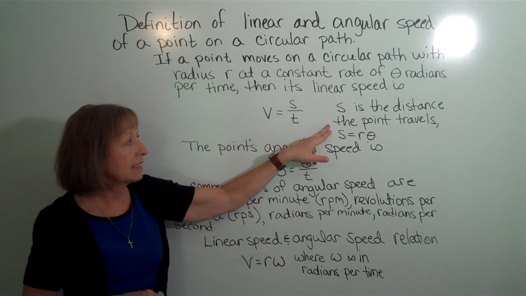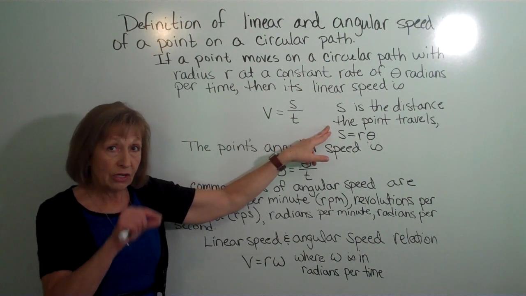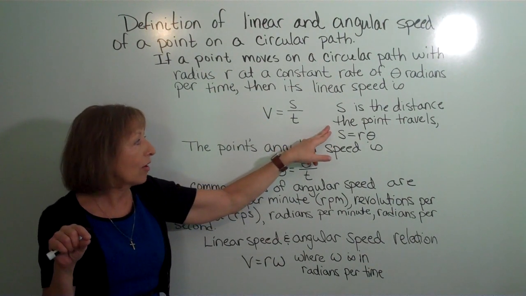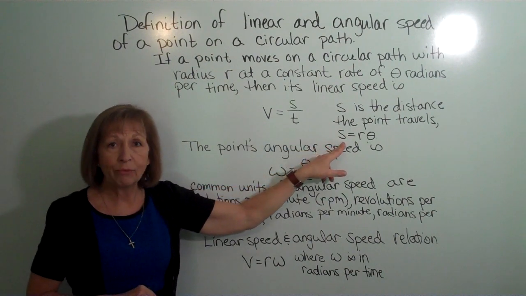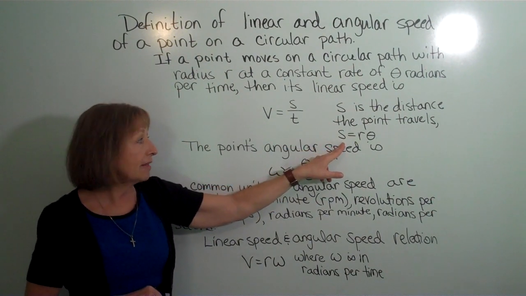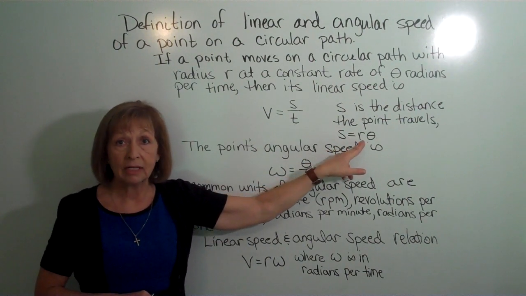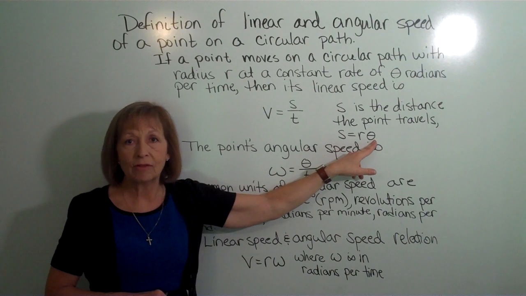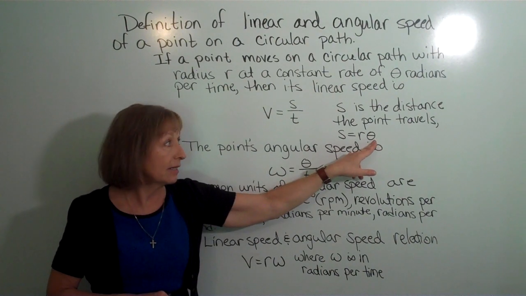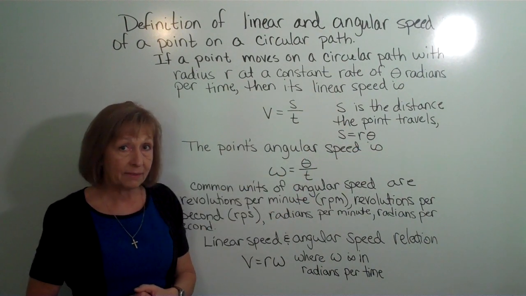So S is your distance that the point travels. So that's like that arc on the outside of the circle. And remember from a previous video that the length of an arc on a circle is equal to the radius of the circle times the central angle theta measured in radians. So that's why we need to have it in radians.